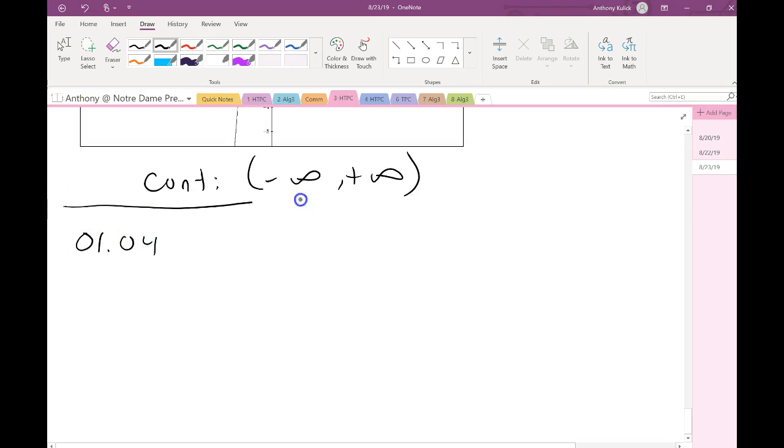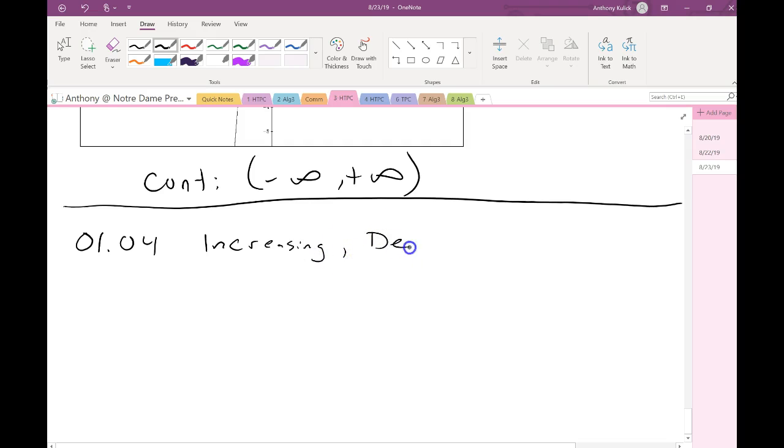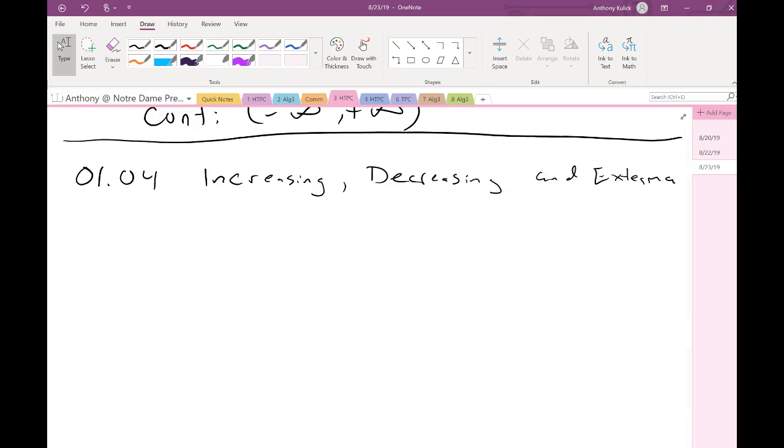So the next thing we want to talk about in section 4 is increasing, decreasing, and extrema. So here we'll start with a technical definition. We don't need anything fancy to define what we mean by increasing or decreasing.